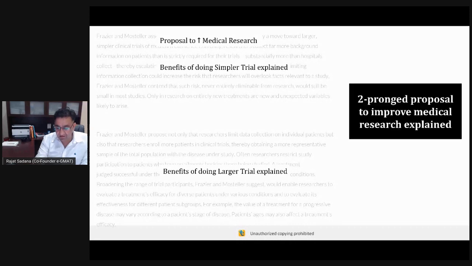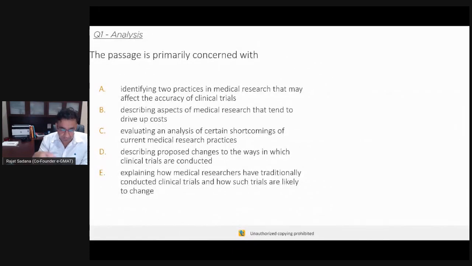When you do your pre-thinking, you ask what's going on in this passage. There's a proposal to improve medical research. How? First of all, by doing a simpler trial, and second, by doing a larger trial. So essentially, if you were to pre-think, you would say the passage explains two proposals to improve medical trials or medical research. That's what you would take to the answer choices. So let's look at the answer choices.